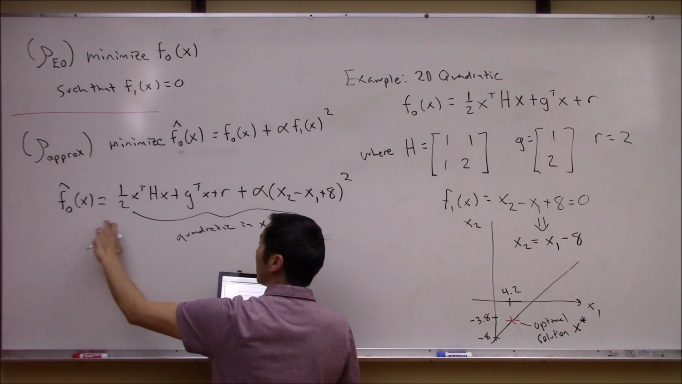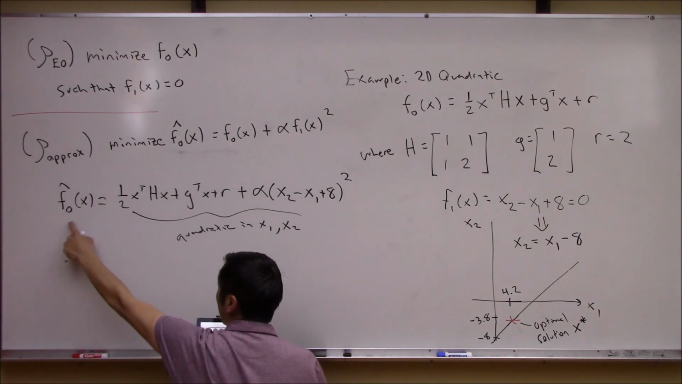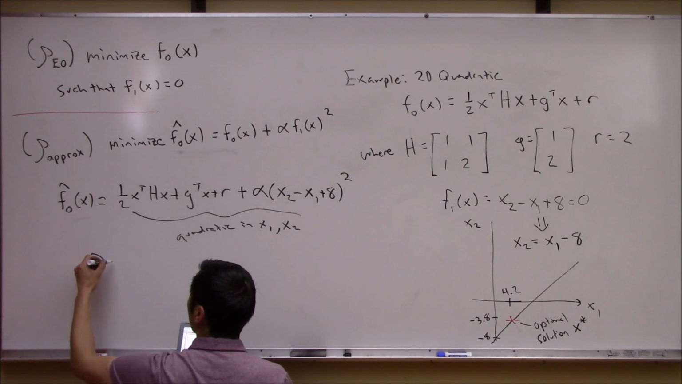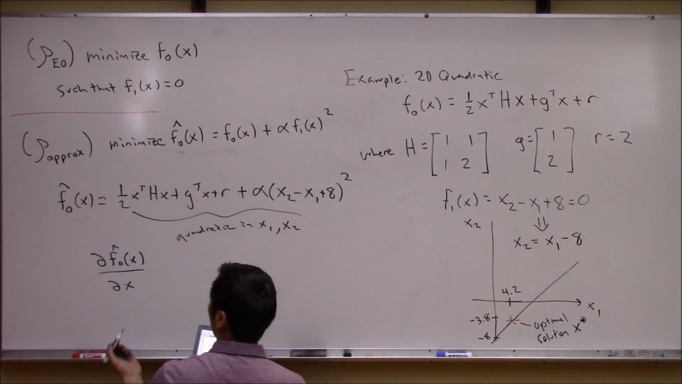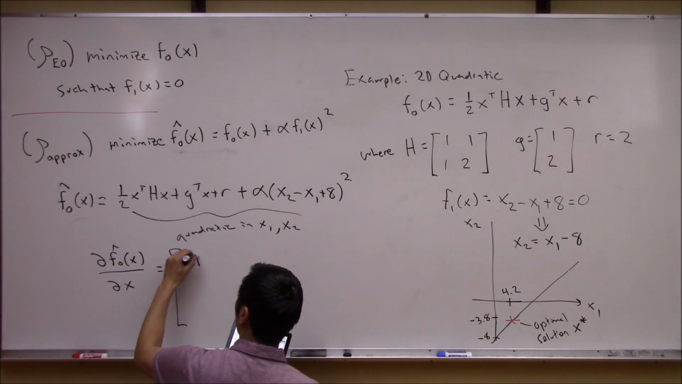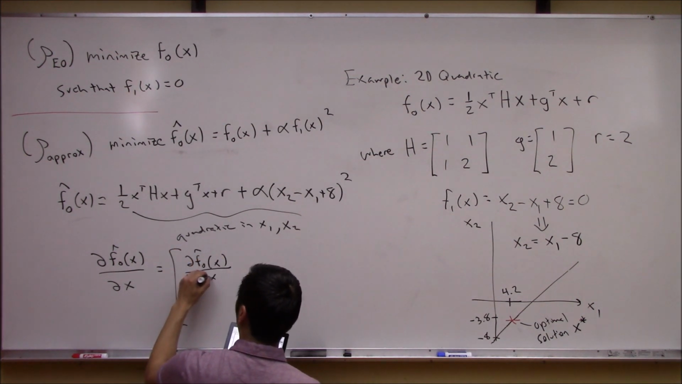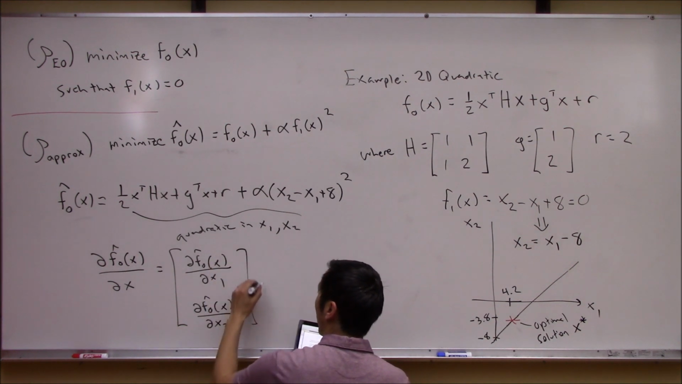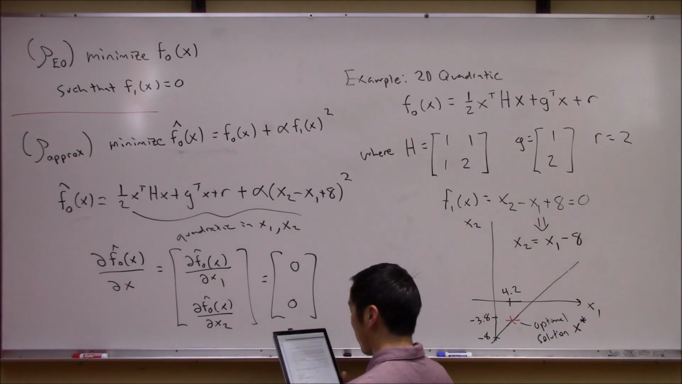So I can analytically find the minimum of this function, with no constraints, by taking the gradient of f0 hat with respect to x, which is going to be the partial of f0 hat with respect to x1, and then the partial of f0 hat with respect to x2. I need to find when this equals 0, 0, that is, find the x1 and x2 values that make that happen.